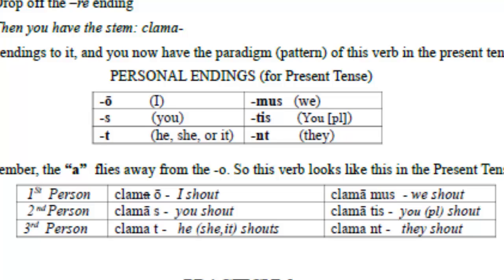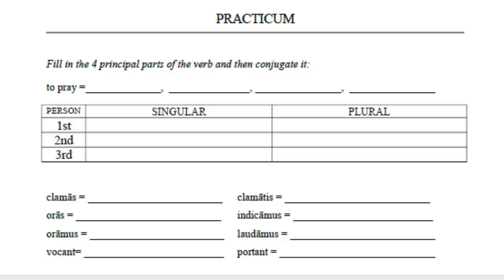Now it's your turn to practice. Look at the practicum, fill in the four principal parts of the following verb, and then conjugate. Now you should pause the recording and see what you can do, and then once you start it up again, you'll see the answers worked out for you on the board.